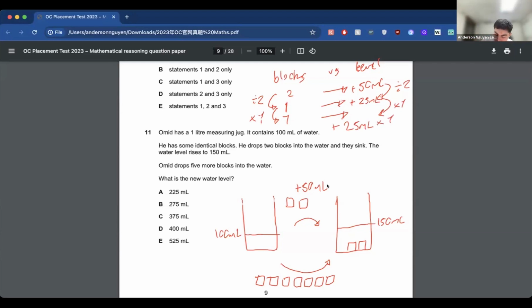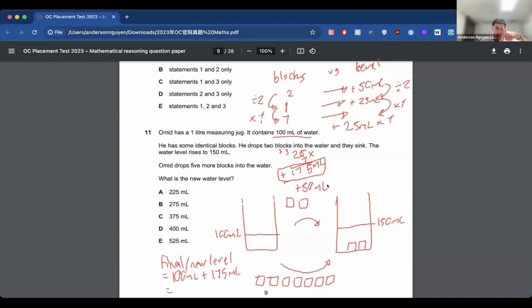Now use an algorithm. 25 times 7. So 5 times 7 is 35. Carry the 3 up. 7 times 2 is 14, plus 3 is 17. Okay. So it's 175 mils that you're adding. So you're adding 175 mils to your original 100. So your new level is you're starting 100 plus that extra 175 from all of those blocks, all 7 blocks.